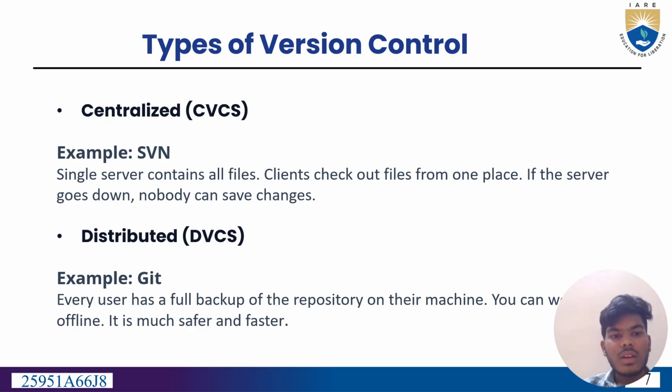Coming to distributed version control, every user has a full backup of the repository on their machine. You can work offline. It is much safer and faster. So that is what is known about the distributed version control system. These are the two different types of version control system, centralized and distributed, and both are completely different.